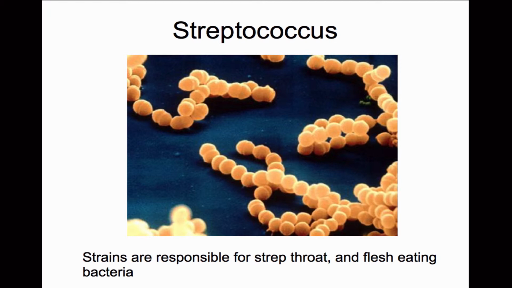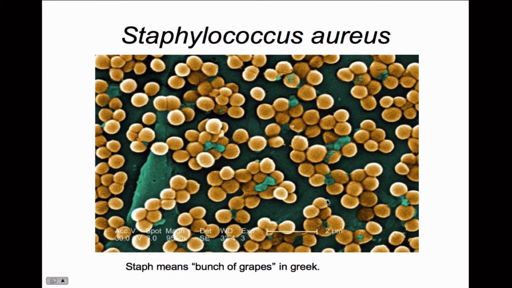So here's an example of that. Streptococcus is responsible for strep throat and flesh-eating bacteria. You'll notice that they have the little round shape, so that's the cocci. And then the strep means that they're in long chains, and you'll see that these are in chains, just one right after the other. And then Staphylococcus aureus is a cocci, but you'll notice that it's in these groups. It's not in long chains, it's in these clusters, and so we put staph in front of that word.